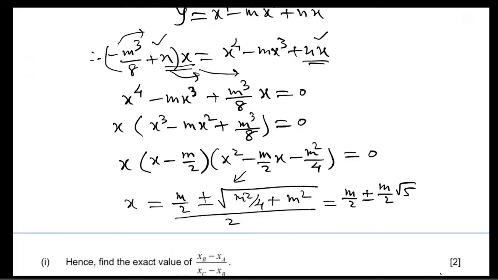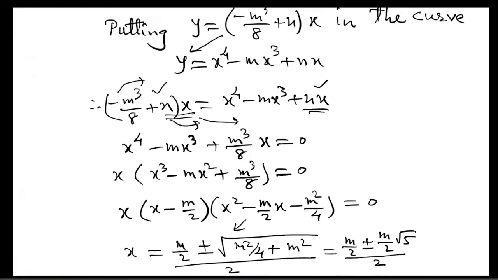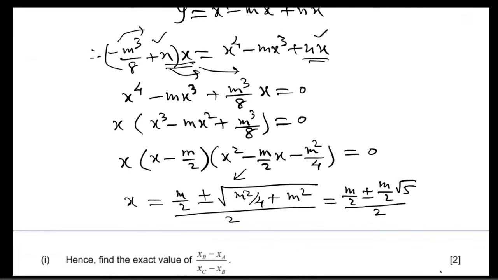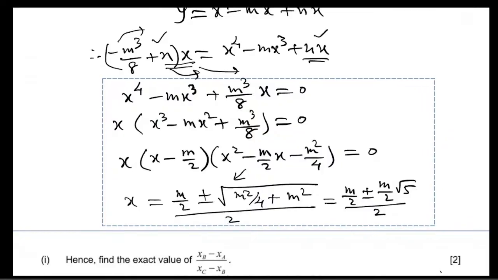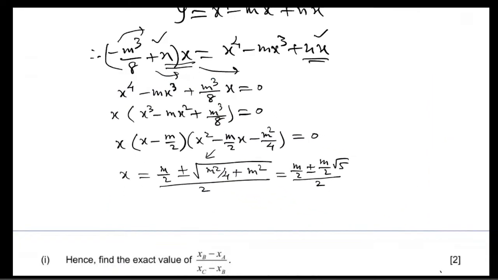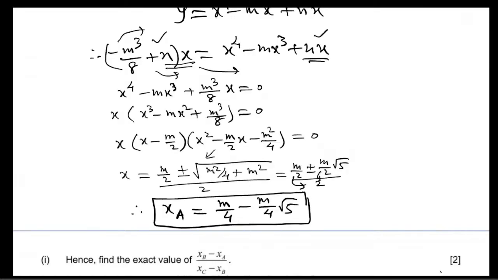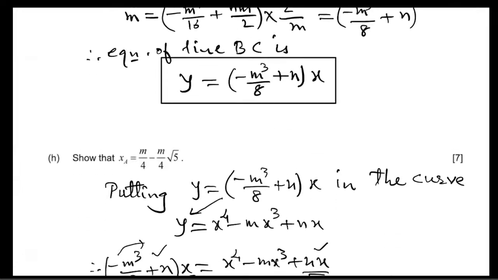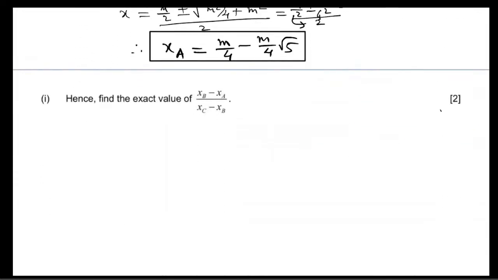Now we don't want the positive factor, we want the negative factor. So let me make it little smaller from this part to that part so that I can accommodate it. Yeah. Now, therefore, xA will be the one with negative value. So m by 4, this 2 and 2 will be 4, this 2 and 2 will be 4, minus m by 4 into root of 5. Yeah, that is what they said to show, right? So we have shown this, right? This one, H.